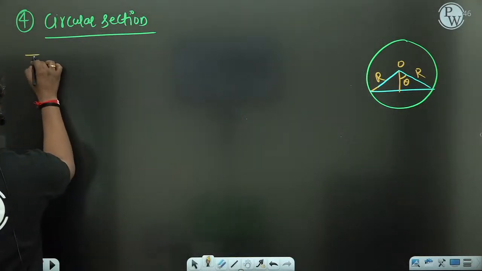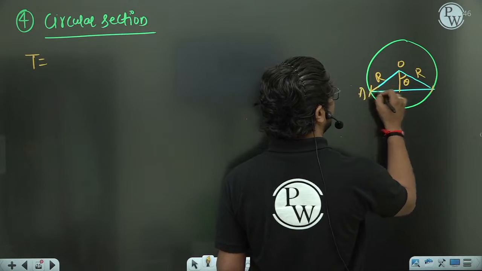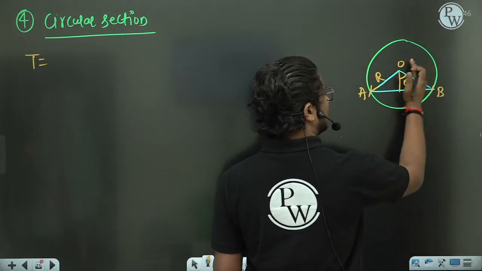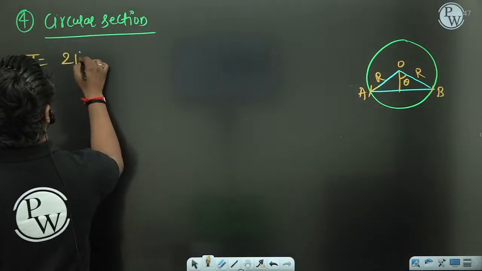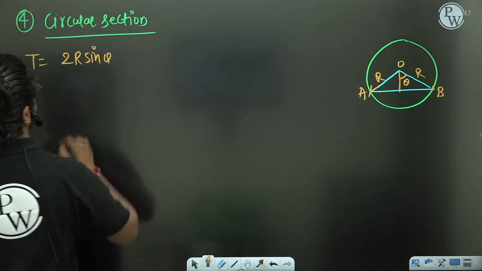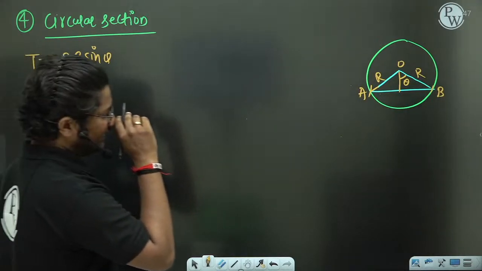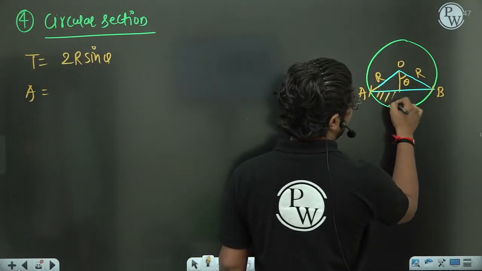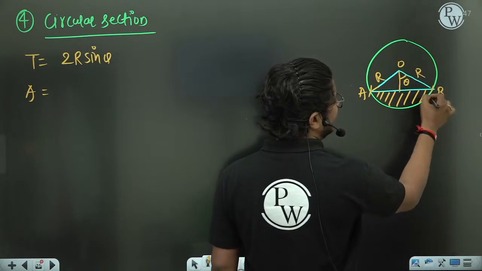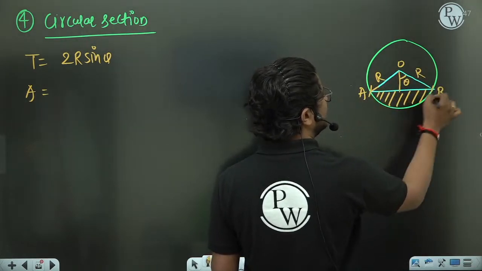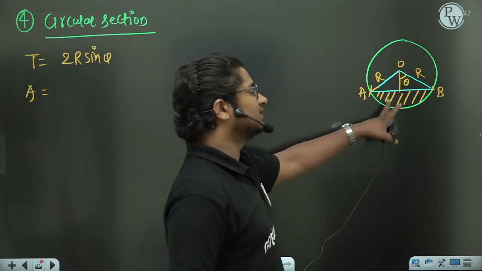First thing, top width. That means this distance from A to B. So R cos theta and R sin theta. R sin theta plus R sin theta, that means 2R sin theta will be the top width. Second thing, to find the area. This area you cannot find directly. So what you can do is find this sector area minus this triangle area. Sector OAB area minus triangle OAB will give you the area for the hatched part.